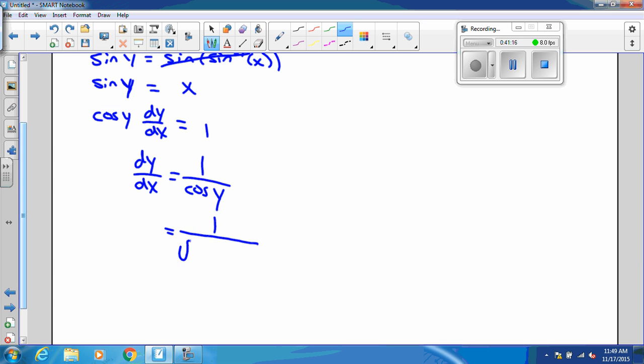And so I use the Pythagorean identity to replace cosine y with root 1 minus sine squared y. That's a move that we're all familiar with. And sine y is x. And I'm done. So that's actually not so bad. But you can see that you're going to have to practice it like 2 or 3 times. And tonight would be a great opportunity to do that.